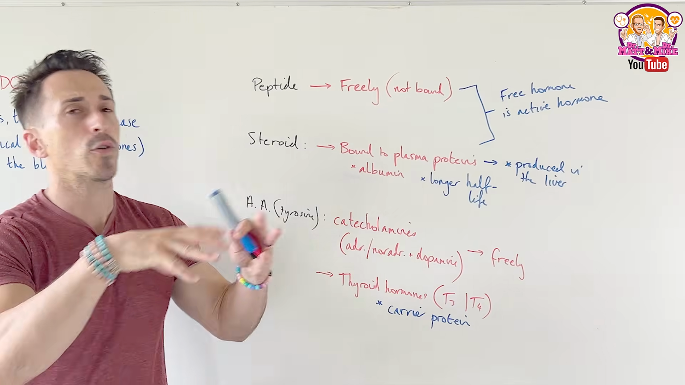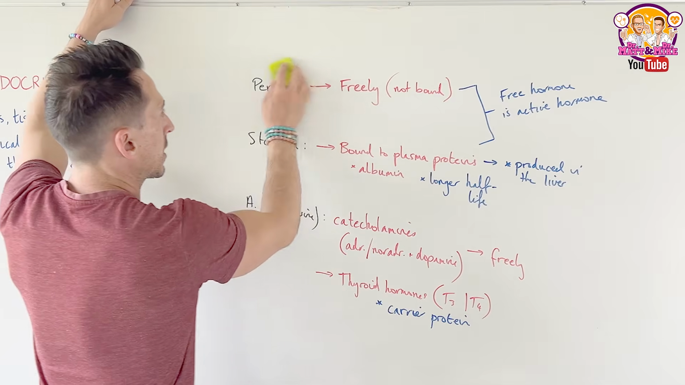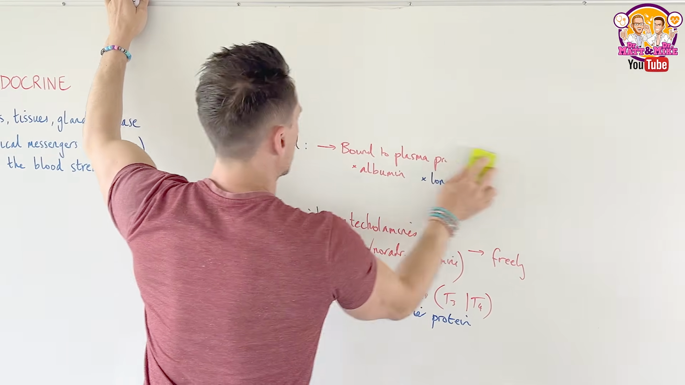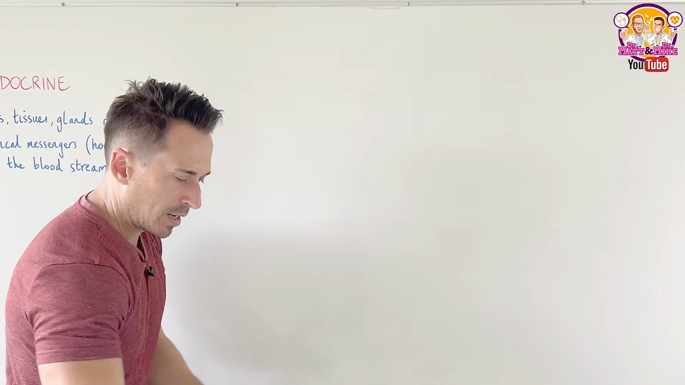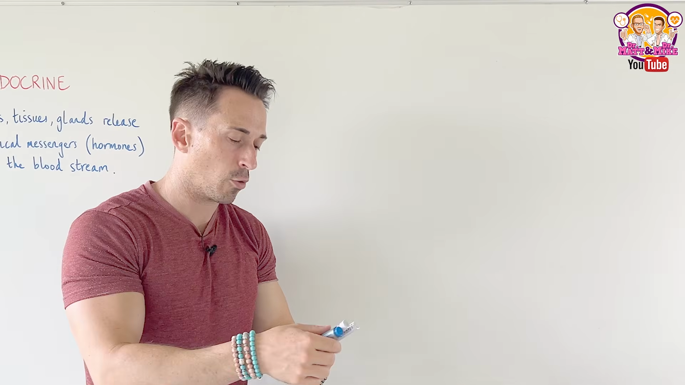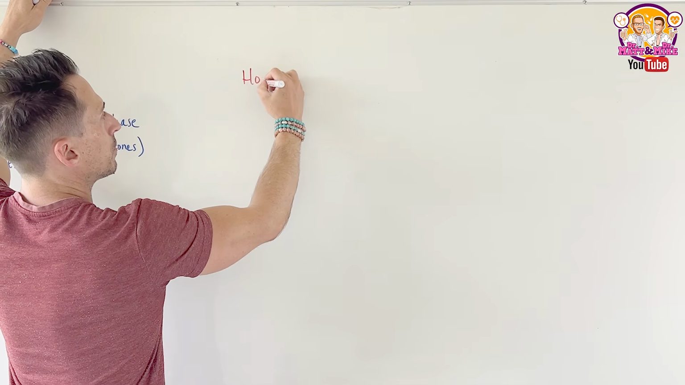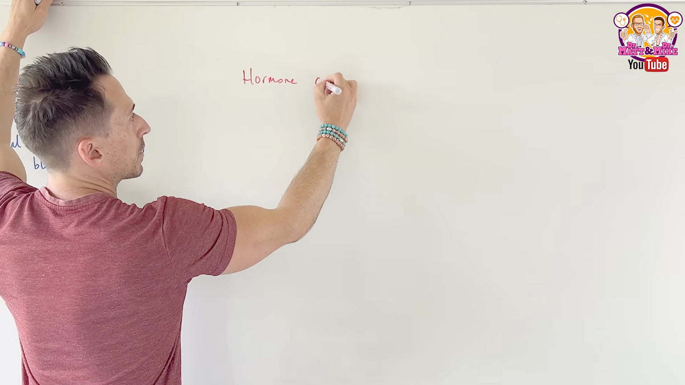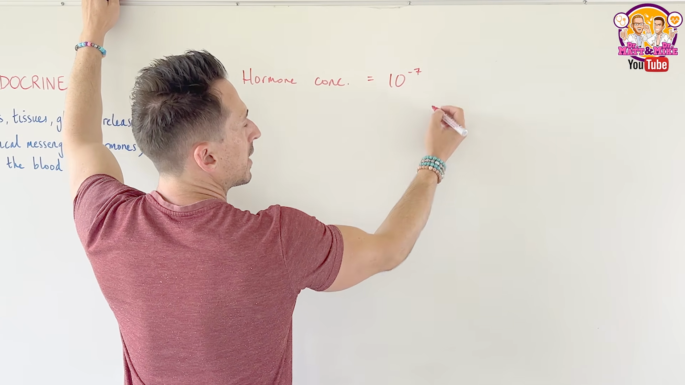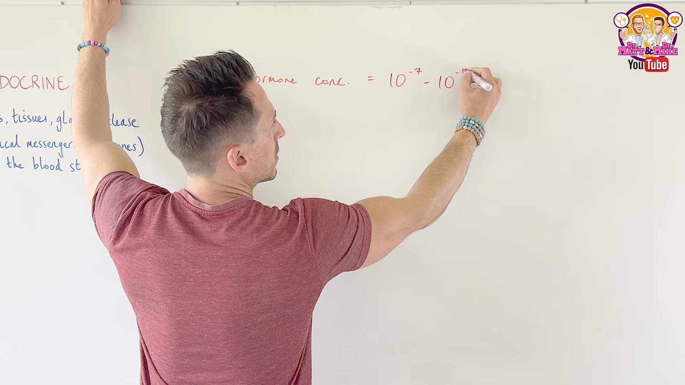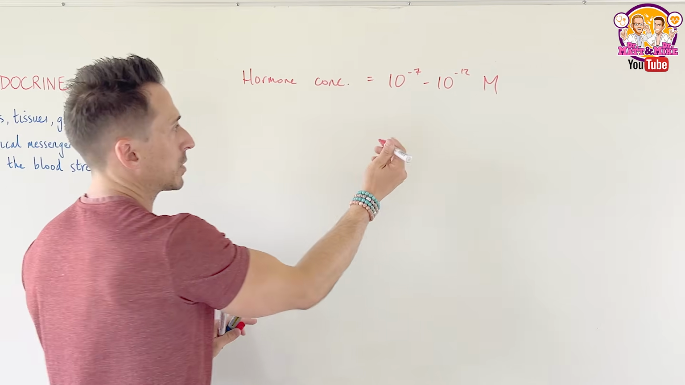So now they're transported in the bloodstream, they get to their target tissues. What happens at the target tissue? This is really important because if you think about hormones in the bloodstream, their concentration is really, really low. So hormone concentration generally sits at around 10 to the negative 7 to 10 to the negative 12 molar. And you might think, well, what's that? All right, let's put this into context.